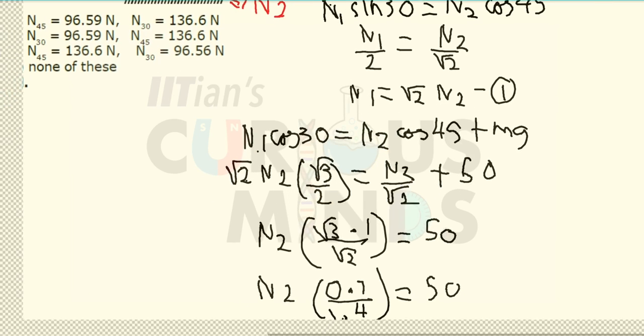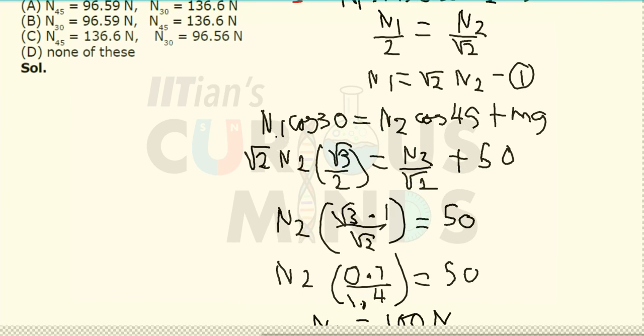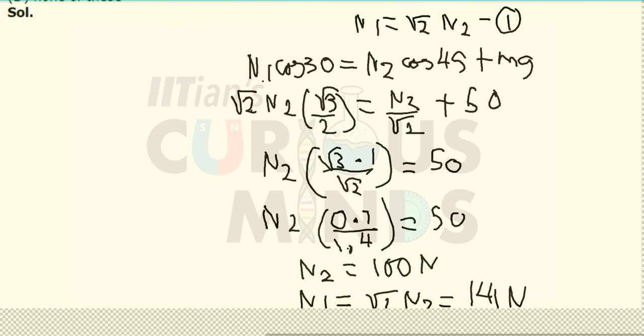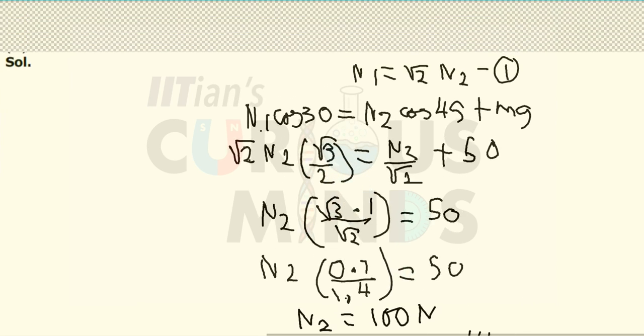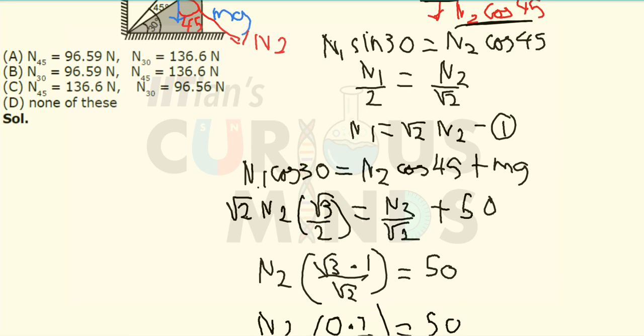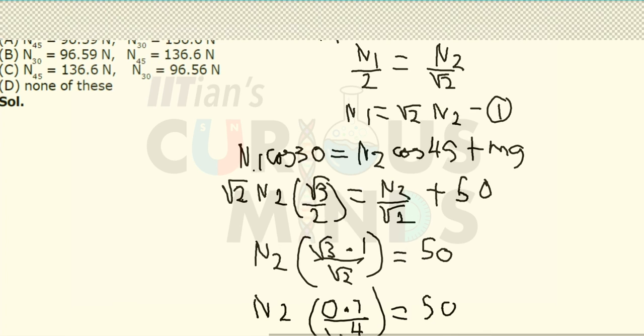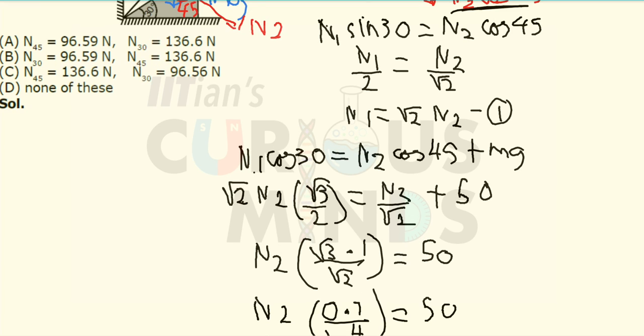So if I see the values over here, n1, that is the force applied due to the 30 degree incline, should be equal to 136.6 approximately, and the force applied by the 45 degree incline should be equal to 96.59, which is option number A.